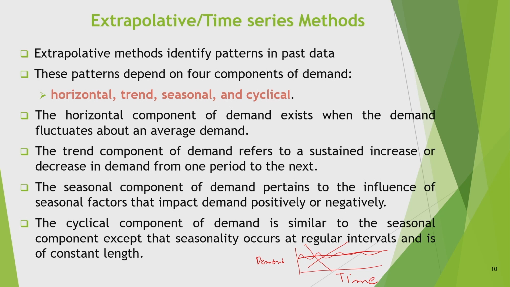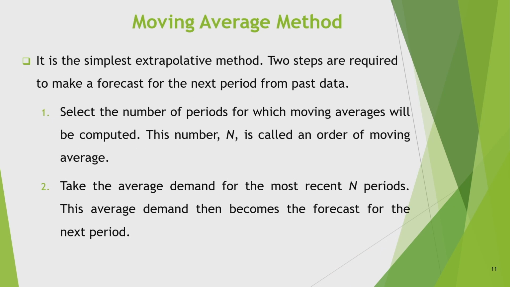So the horizontal component of demand exists when the demand fluctuates about an average demand. The trend component of demand refers to a sustained increase or decrease in demand from one period to the next. And the seasonal component of demand pertains to the influence of seasonal factors that impact demand positively or negatively, like sale of umbrellas will be more in the rainy season. So, this is a seasonal demand. The cyclical component of demand is similar to the seasonal component, except that seasonality occurs at regular intervals and is of constant length. That means it is not only dependent on the season, but basically dependent on the time, that every 3 months this happens like that.